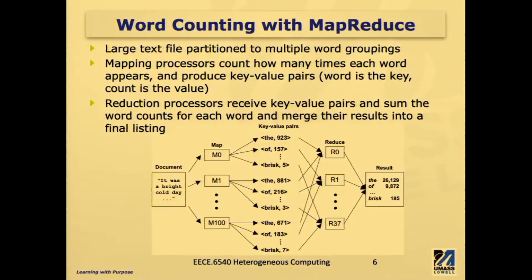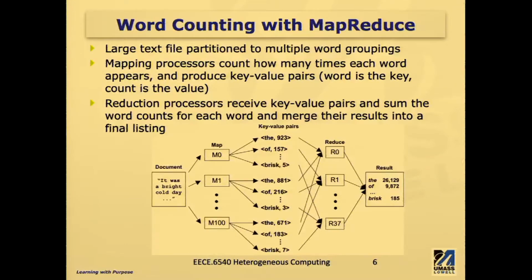Okay, here's another more concrete example, word counting with MapReduce. What we're given in this problem is a large text file which consists of hundreds or thousands of English words, and we would like to find out the number of occurrences for each of these keywords. For example, the, of, brisk, the, and other interesting words.